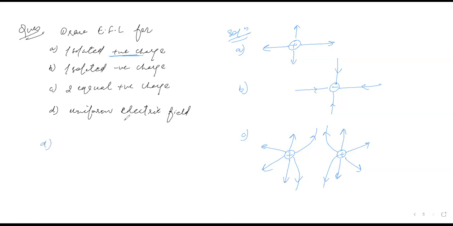And what is the D? Uniform electric field. Uniform electric field in the sense the magnitude of field is equal at each and every point. I mean electric field lines are parallel to each other. This denotes uniform electric field. Note it down, please.